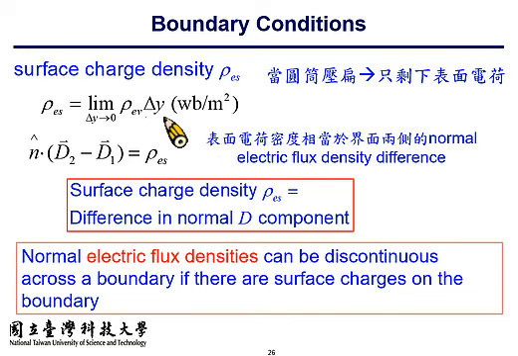When delta y approaches 0, which means the cylinder becomes a planar disk, the left hand side will be the difference in the normal component of D2 and D1, and the right hand side will be the surface charge on the interface. The physical interpretation of this equation is that normal electrical flux density can be discontinuous across a boundary if and only if there is surface charge on the boundary.